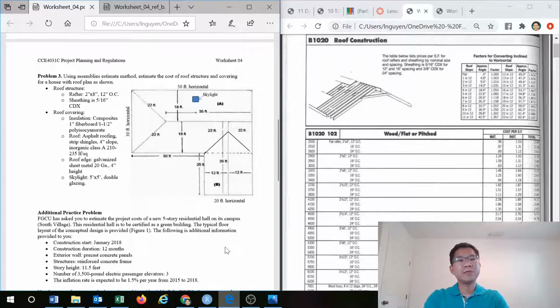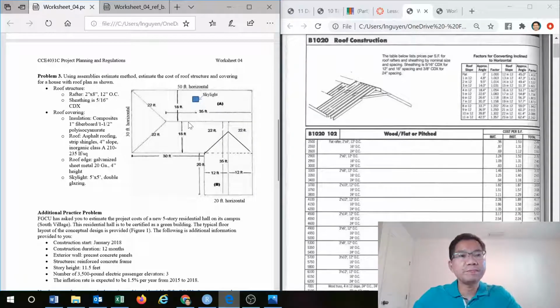Lesson 4, we use assemblies or system estimates to estimate the roof of a residential building with the layout provided in the problems. As you recall from the previous video, in assembly or system estimates, we want to group some items at a convenient unit of measure. We don't go too detailed, but we don't go superficial like order of magnitude or square foot cost estimates. We go into a little bit more detail, and in this case, we consider the roof as a system and do the estimate for the roof.